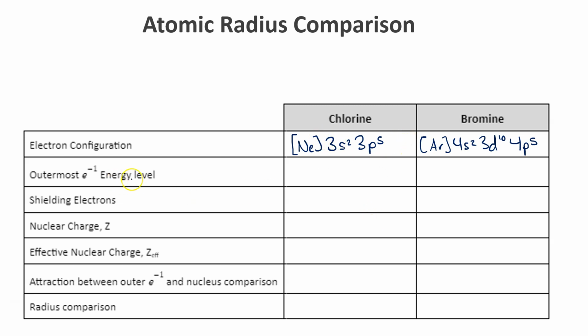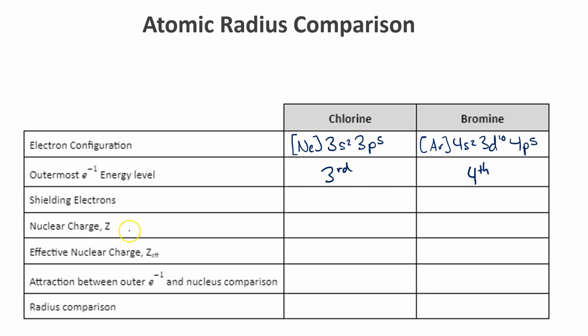Once you've got that, the next thing we want to notice about each atom is the outermost electron energy level. Exactly what energy level do each of these atoms fill up to? In chlorine's case, we can see from the configuration their outer electrons are in the 3s2 and the 3p5. In other words, the third energy level. And for bromine, there's a huge difference there. Its outermost electrons go to the fourth.